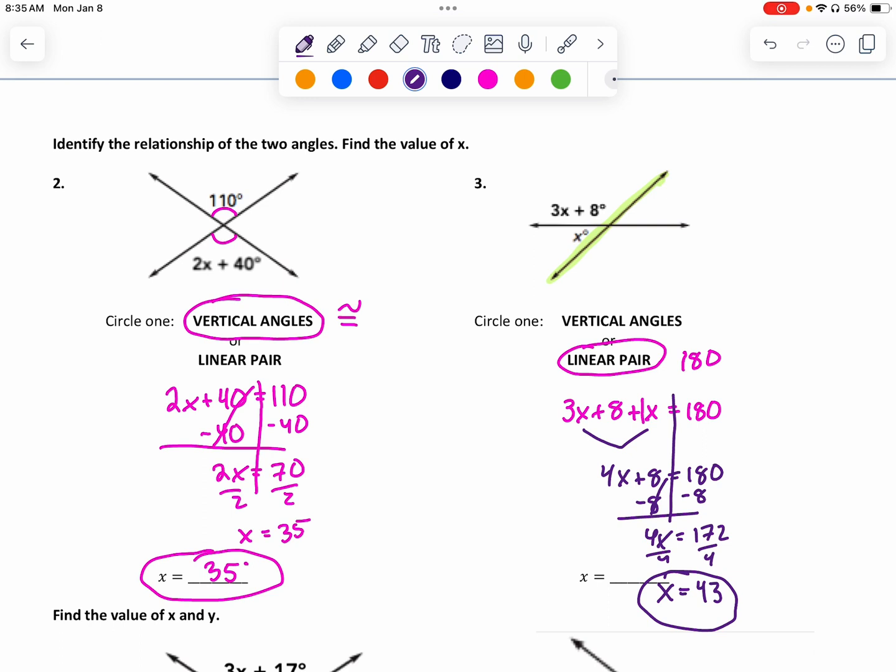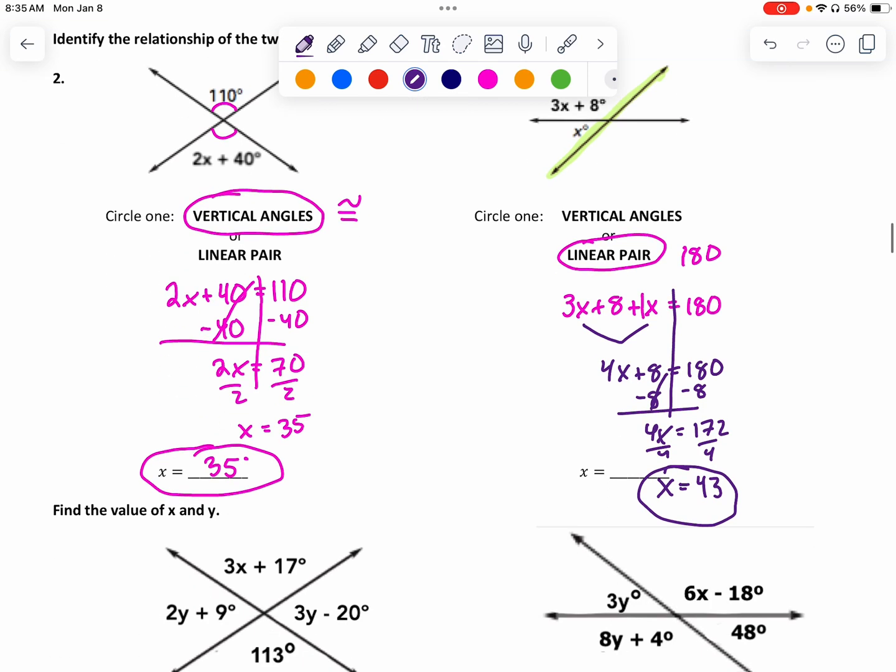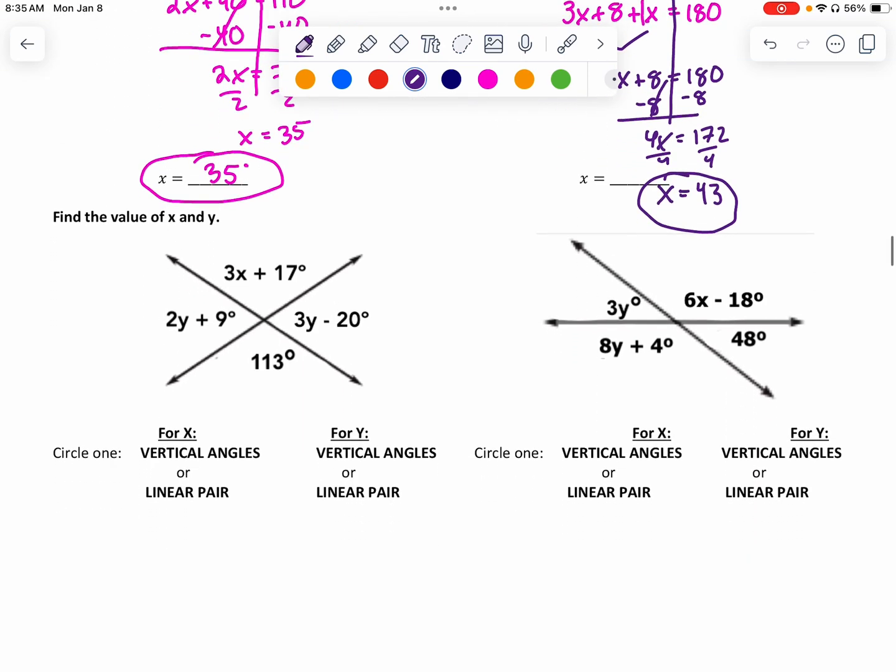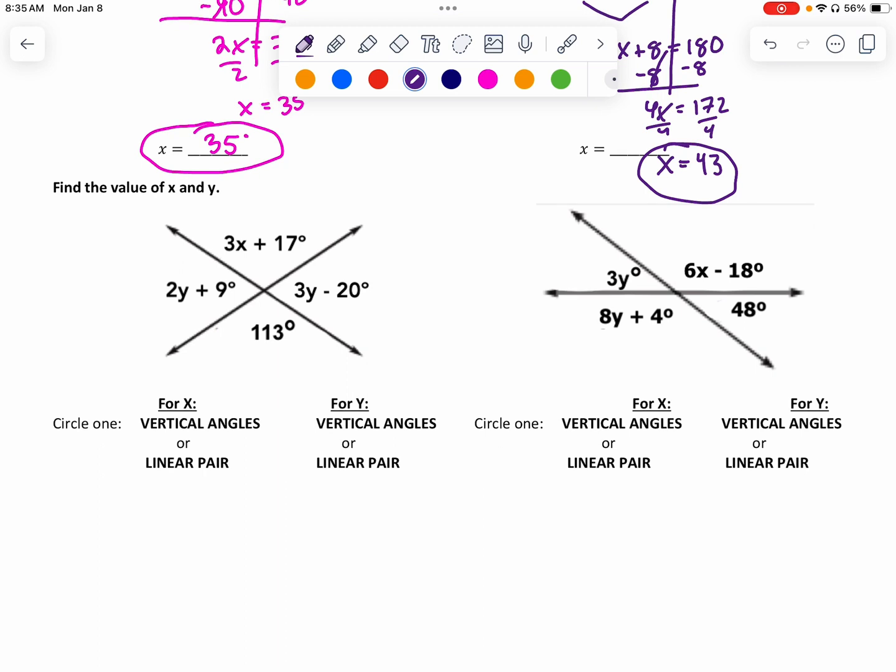So in those pictures, it was very obvious whether they're vertical angles or linear pairs, whether they were across from each other or sitting on the straight line together. And in the next pictures, you get to pick which method you want to use. So do you want to set them equal? Do you want to do 180? What makes the most sense?